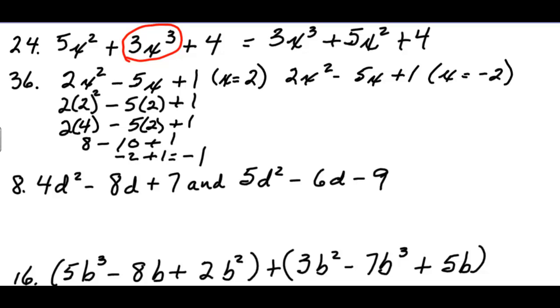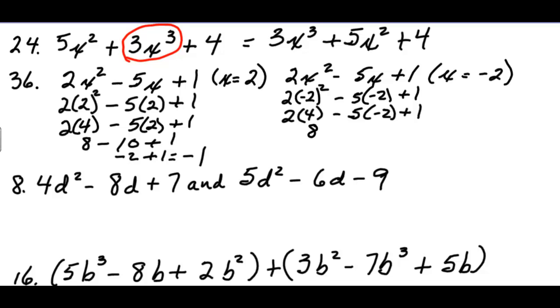What happens if you substitute in negative 2? So we have 2 times negative 2 squared minus 5 times negative 2 plus 1. When we square it, negative 2 times negative 2 gives us a positive 4. Now we get 8, but negative 5 times a negative 2 gives us a positive 10 plus 1. That's 18 plus 1, and that equals 19. So you have one or two problems of that type.